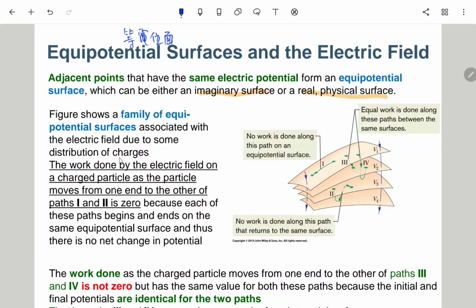Okay, so here it says the family of equipotential surfaces associated with the electric field due to some distribution of charges. So the work done by the E field on a charged particle as the particle moves from one end to the other of path 1 and 2 is 0.